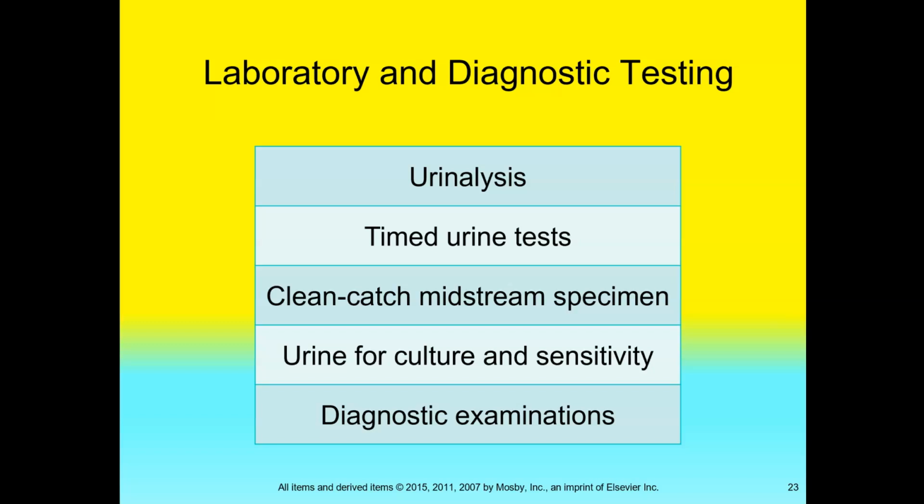So when they do the CNS, which is the culture and sensitivity, it'll come up and say, okay, this person has X amount of bacteria. This bacteria is called this, and these are the drugs that you need to treat to get rid of that bacteria. And then there are various diagnostic examinations.